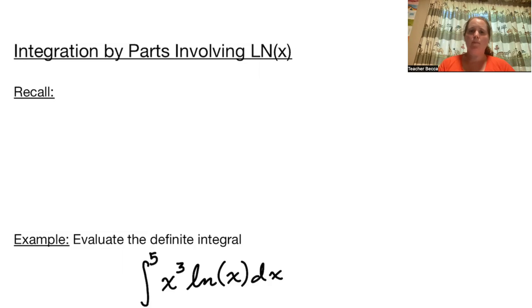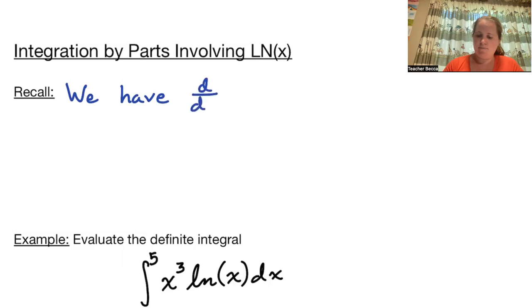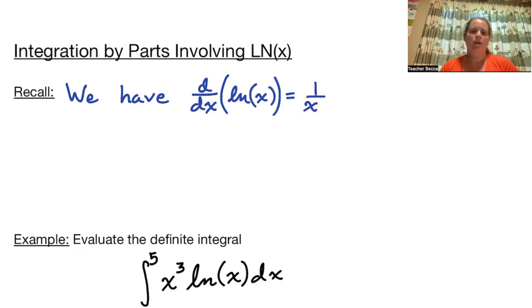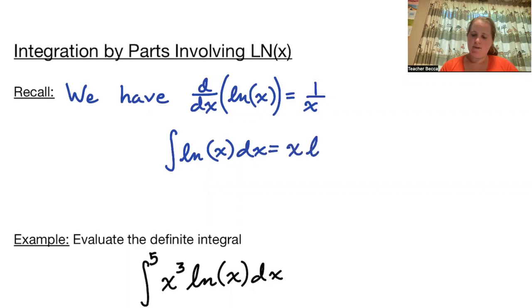Welcome to integration by parts involving natural log of x. So recall, we have the derivative of natural log of x is 1 over x. And we also have the integral of natural log of x dx is x times the natural log of x minus x plus c.